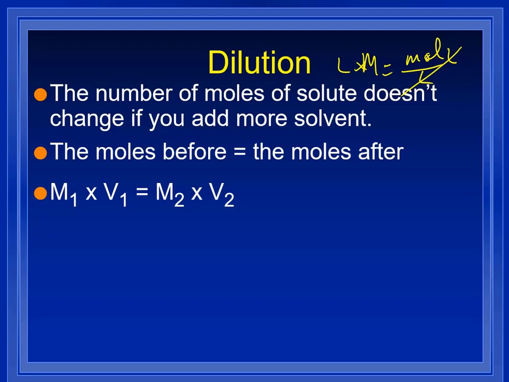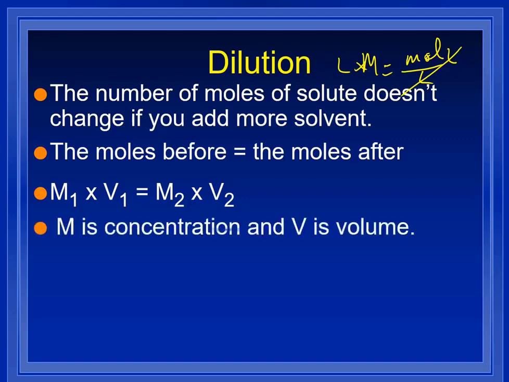Because M1V1 would be the moles before, right, Christian? M2V2 would be the moles after, and they have to equal each other. What kind of relationship is this? Well, because if I have more volume, I'll have less molarity, right? This looks just like Boyle's law, except it's not for gases. Okay. M is concentration, V is volume.